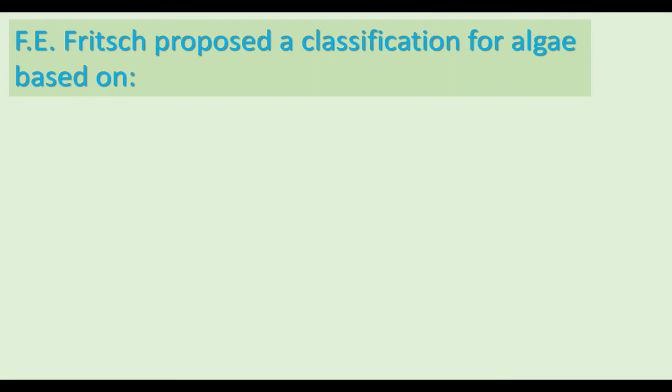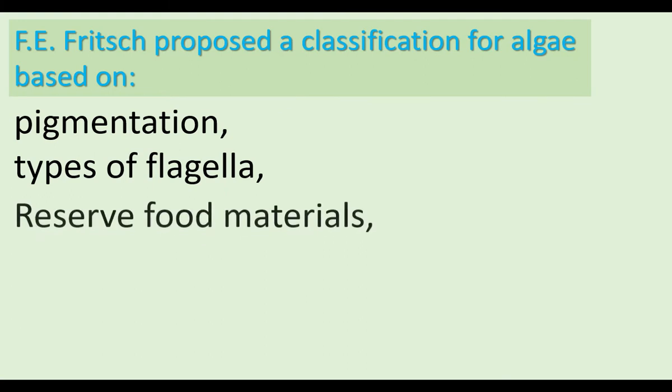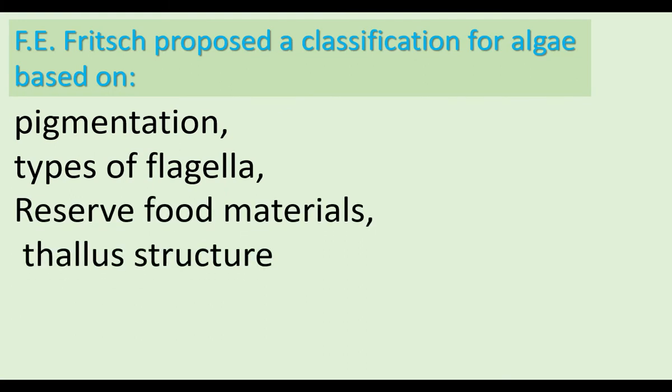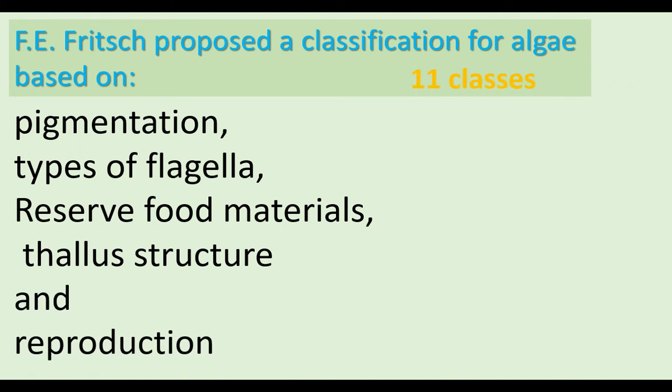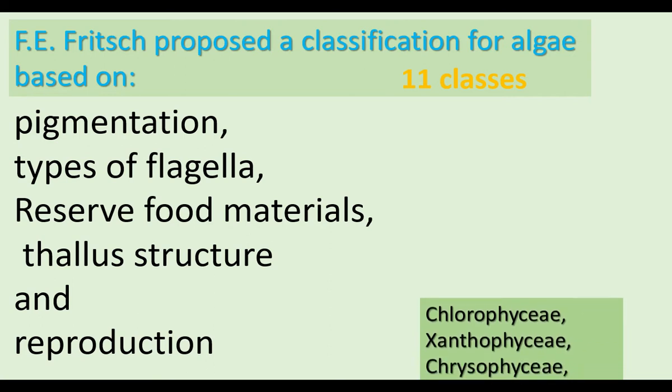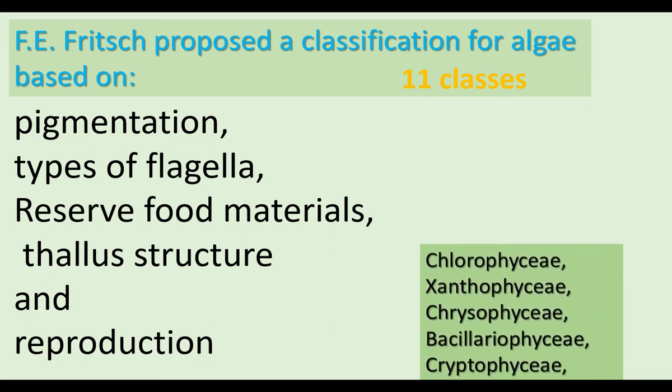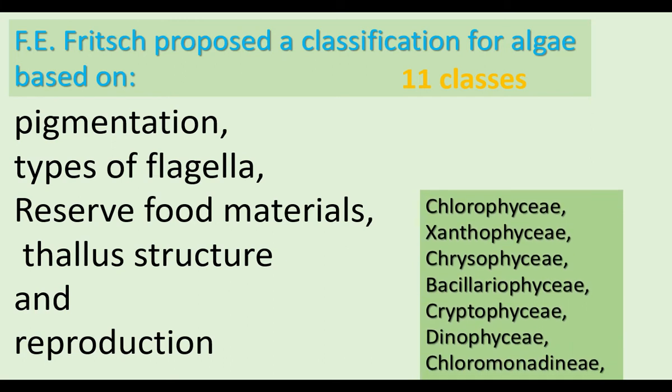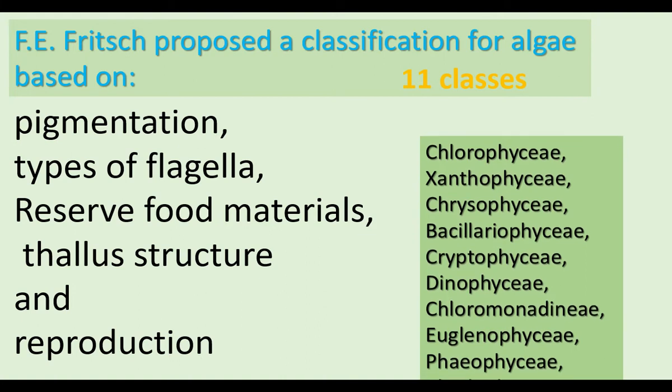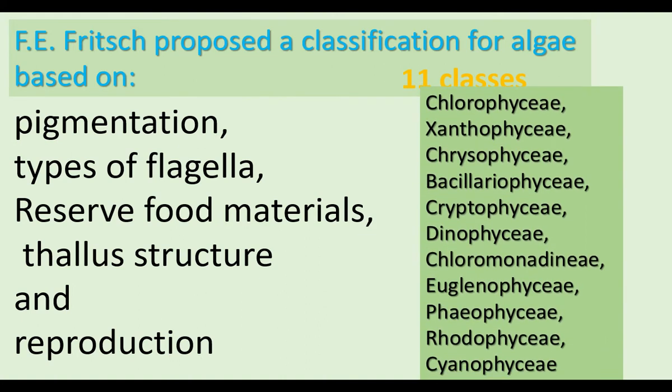Fritsch proposed a classification for algae based on pigmentation, types of flagella, reserve food materials, thallus structure, and reproduction. There are 11 classes in algae. They are Chlorophyceae, Xanthophyceae, Chrysophyceae, Bacillariophyceae, Cryptophyceae, Dinophyceae, Chloromonadineae, Euglenophyceae, Phaeophyceae, Rhodophyceae, and Cyanophyceae.